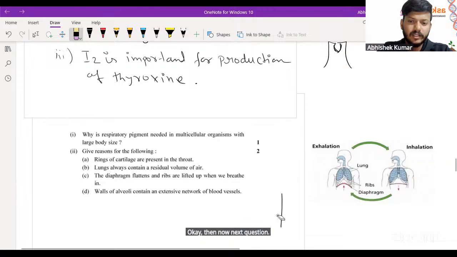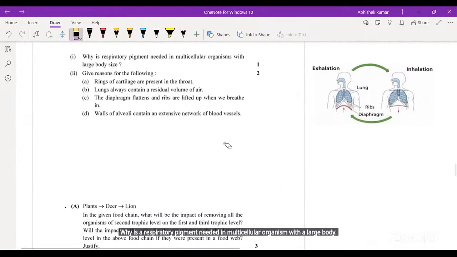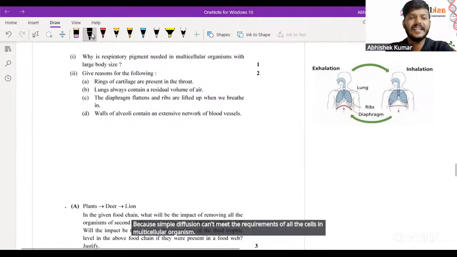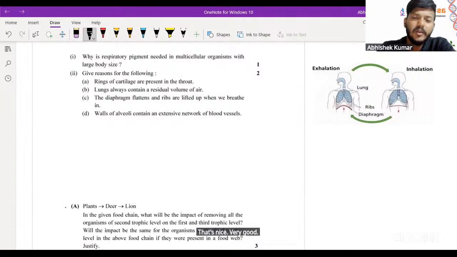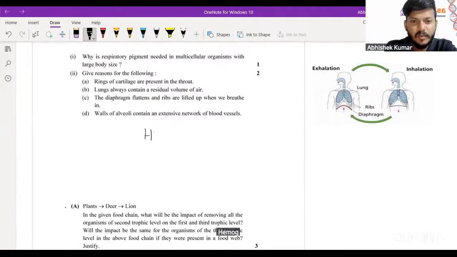What is written here? Next question: why is respiratory pigment needed in a multicellular organism with a large body? Because simple diffusion can't meet the requirements of all the cells in a multicellular organism. Yeah, that's nice. Very good. Can you tell me the name of that pigment? Hemoglobin. Yeah, it's hemoglobin.